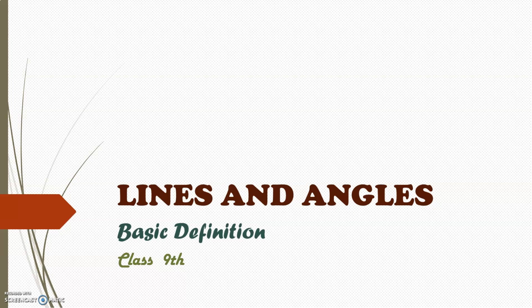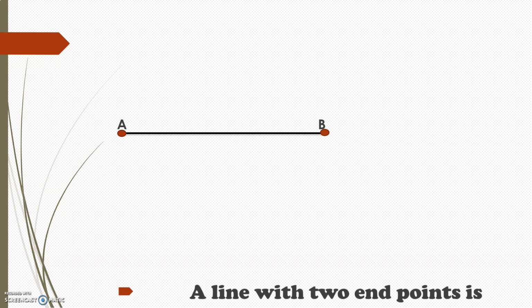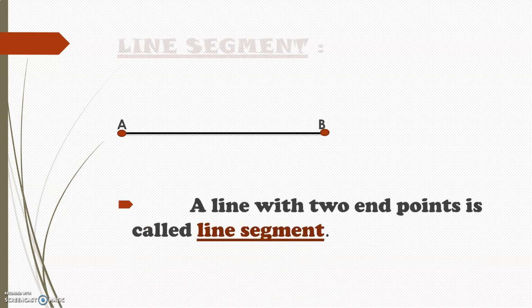Good morning, students. In this session, we learn about lines and angles, some of the basic definitions. Consider a line with two endpoints called A and B. We call this a line segment.